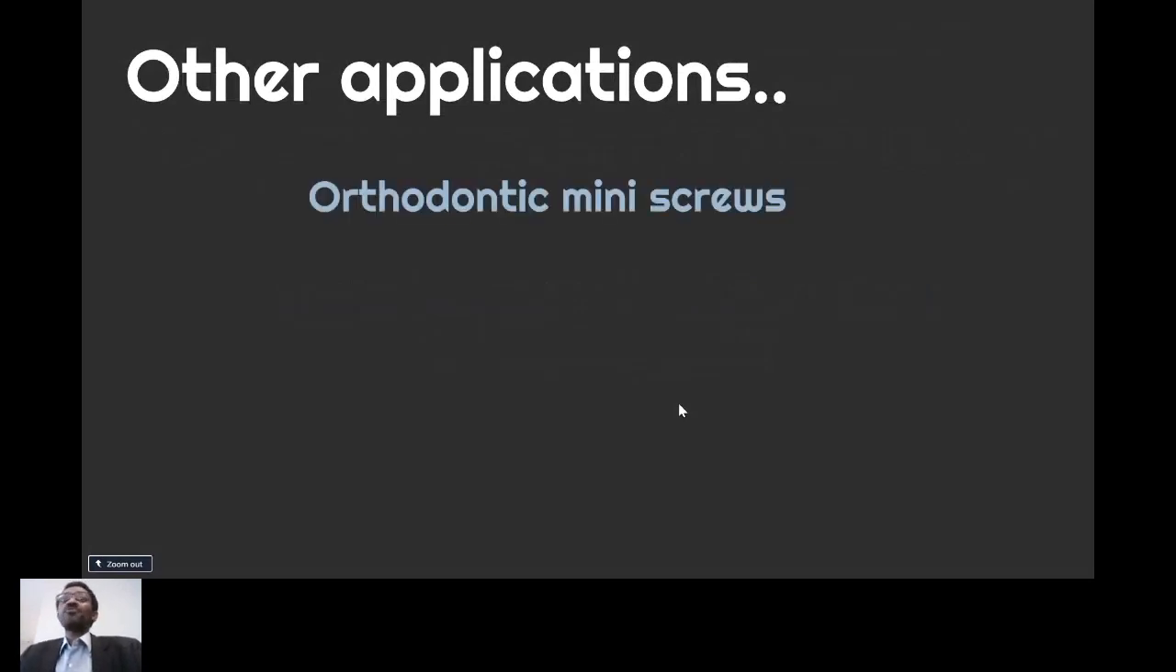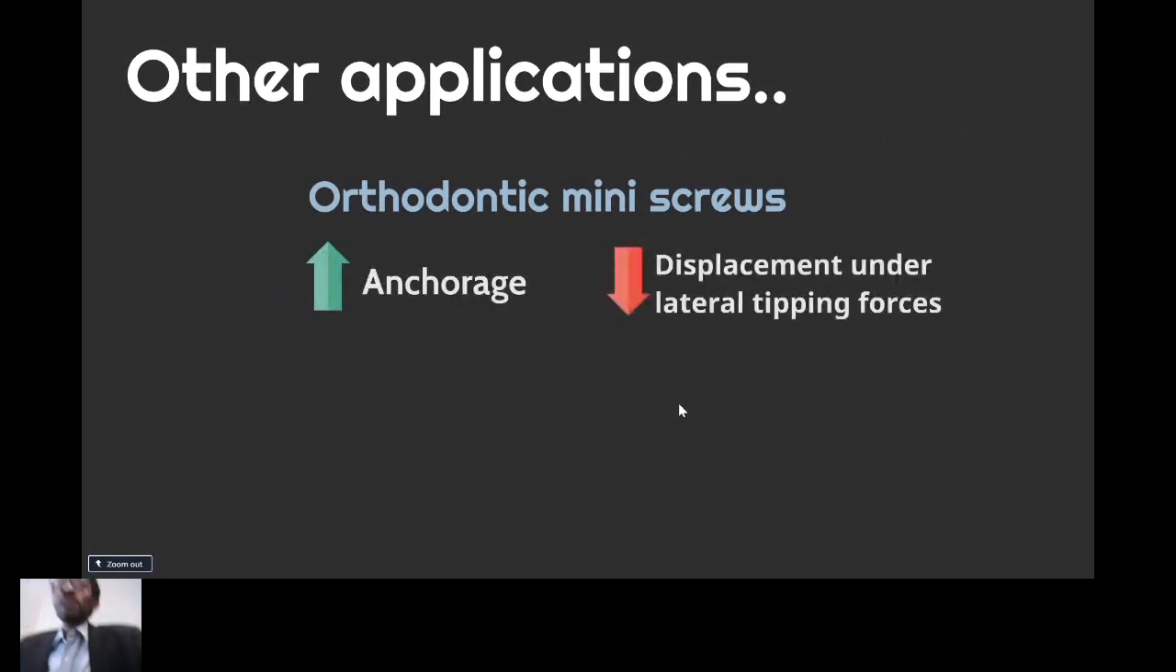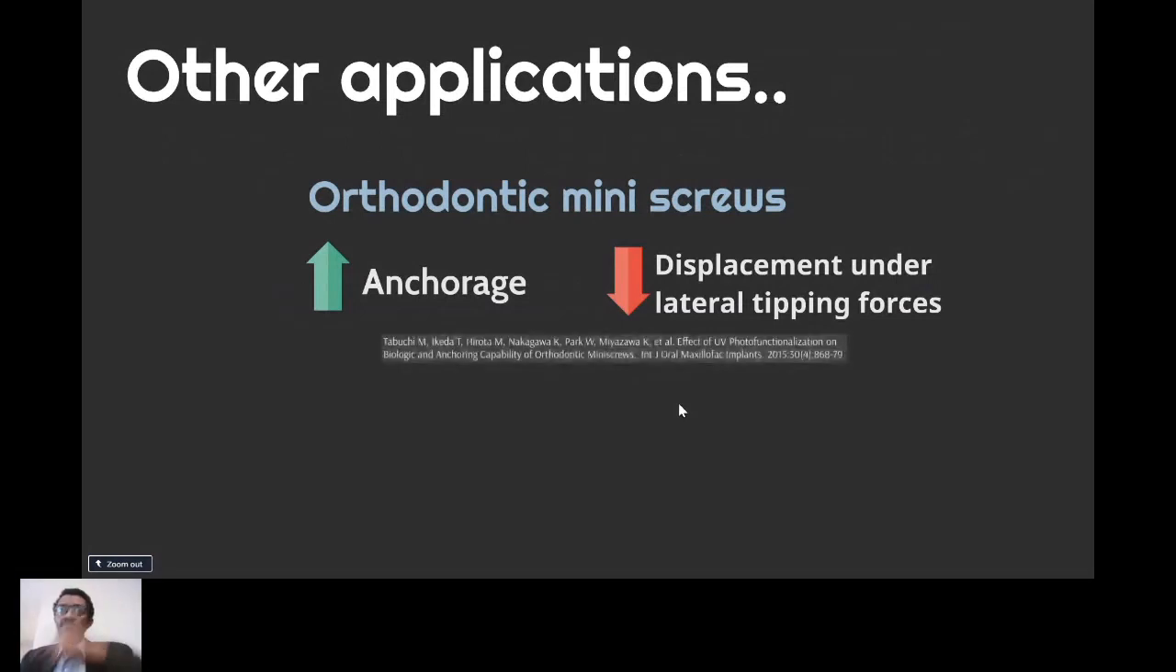So can we use it in other applications? Yes, of course. Orthodontic mini screws are also titanium, so I can do the same thing. They did some research on this and found increased anchorage and decreased displacement under lateral tipping forces, because, looking at the same concept, you have better primary stability as well.